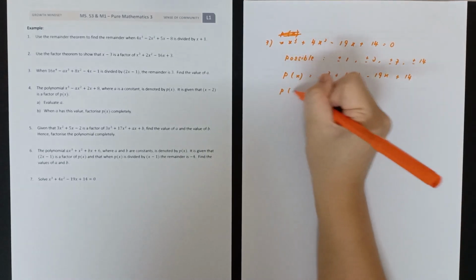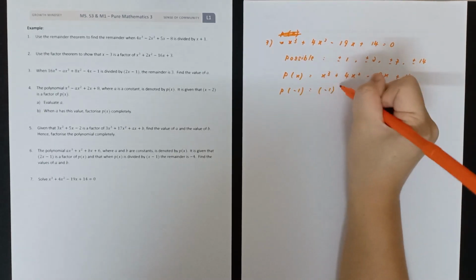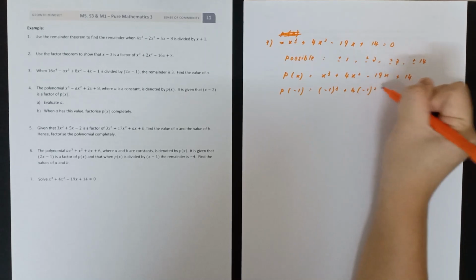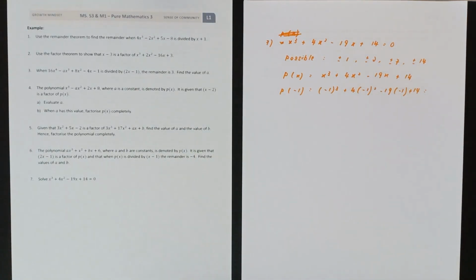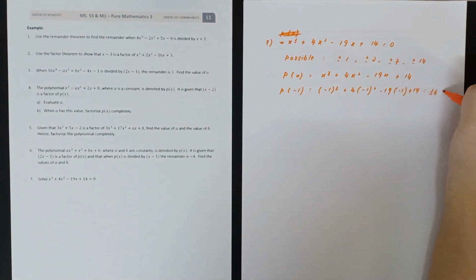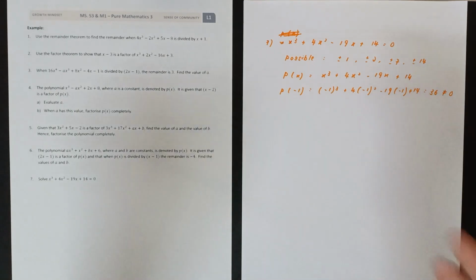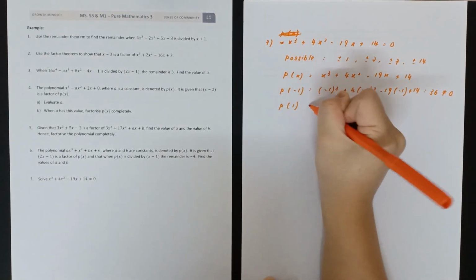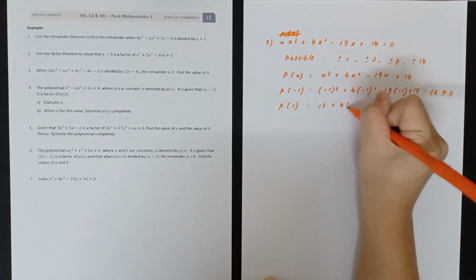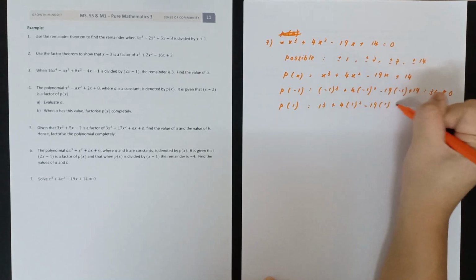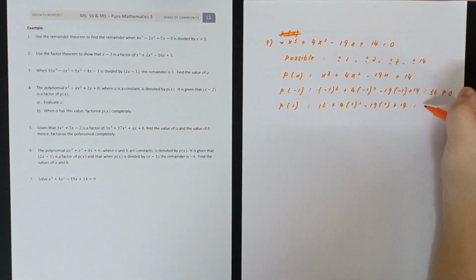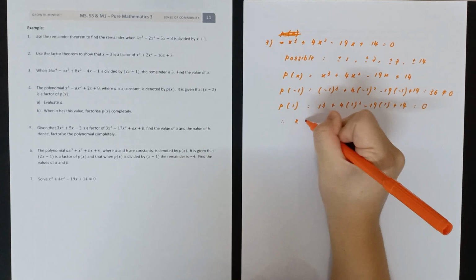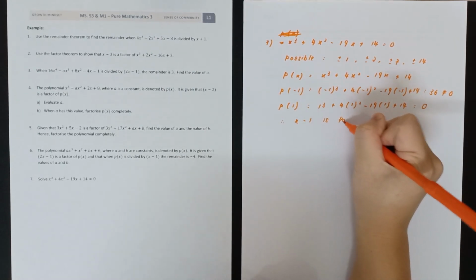So I'll try with negative 1 first. Negative 1 cubed plus 4 times negative 1 squared minus 19 times negative 1 plus 14. You can just check with your calculator: negative 1 plus 4 plus 19 plus 14. So you are getting 36. 36 is definitely not equal to 0, meaning it's a wrong one. So you will need to continue to check the other ones. How about P of 1? 1 cubed plus 4 times 1 squared minus 19 times 1 plus 14. So 1 plus 4, you get 5, 5 minus 19 is negative 14, plus 14, yes, you get 0. So you know that for the first one, x minus 1 is a factor.